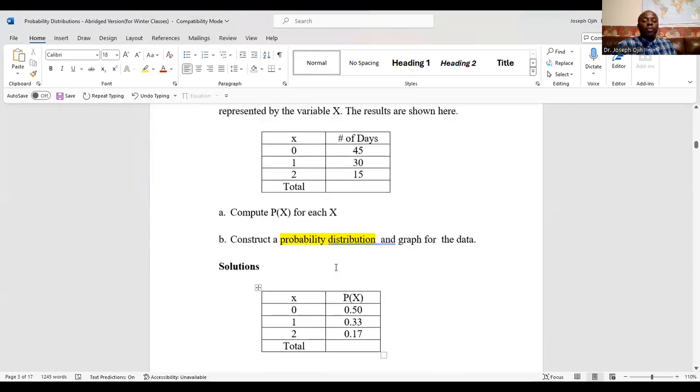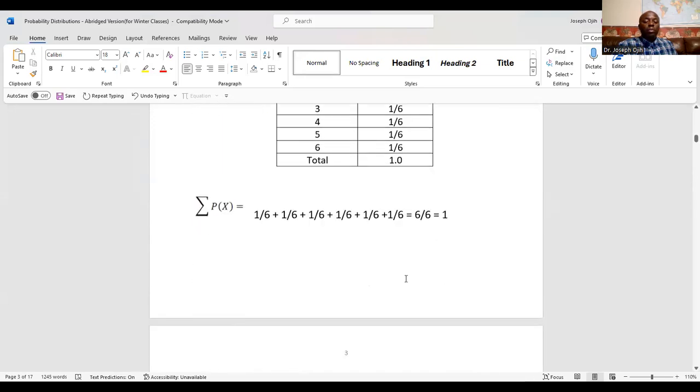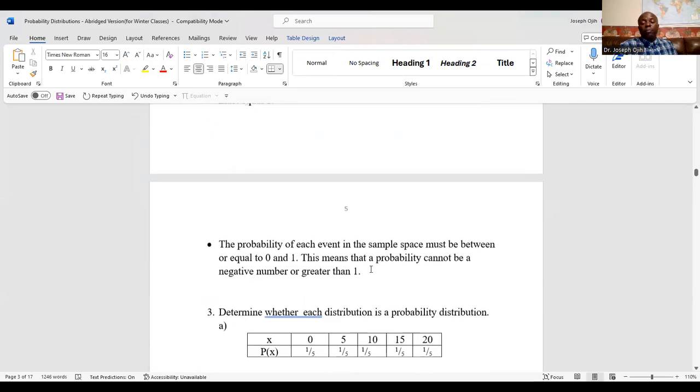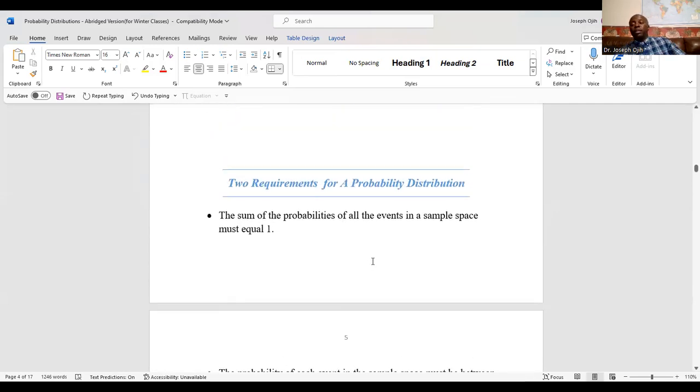See, this one gives us 1. This one gives us also 1. That the sum of the probabilities is 1. So that's one of the requirements for being called a probability distribution: the sum of all the probabilities in the sample space must equal 1.